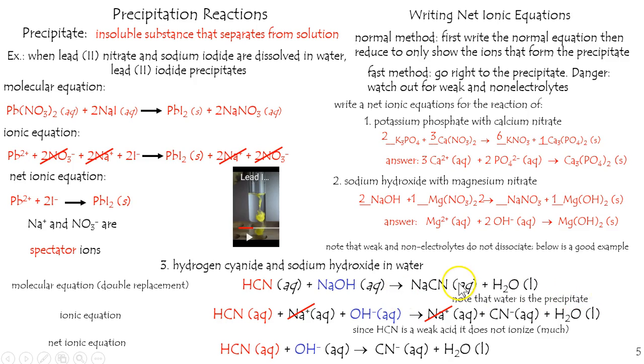Write your molecular equation, your ionic equation, cancel them out and write your net ionic equation. But if the substance does not ionize, like methanol, for example, don't draw it as being ionized in the net ionic equation.